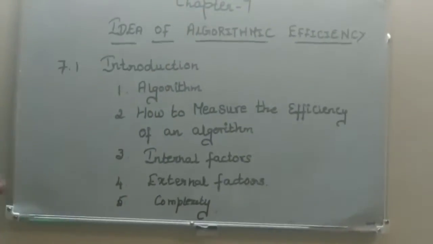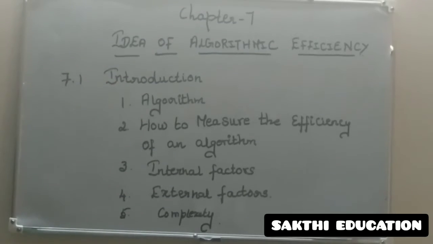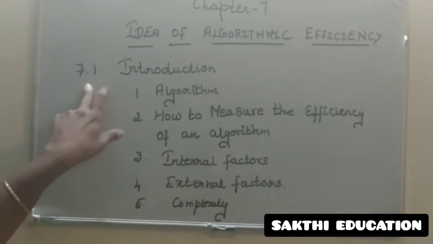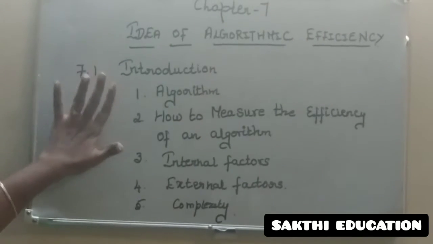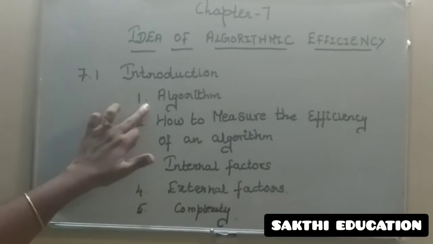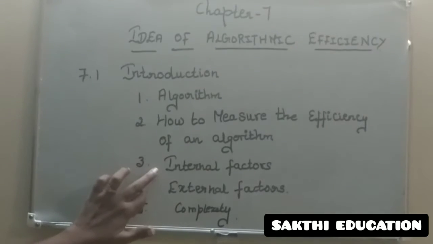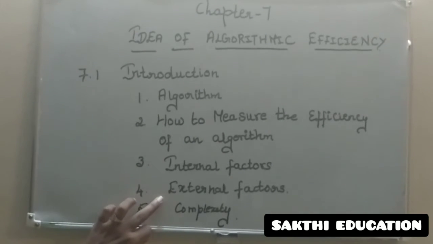Today we are going to discuss chapter 7, Idea of algorithmic efficiency. Inside that I am going to discuss today 7.1 introduction. Inside that we have subtopics: algorithm, how to measure the efficiency of an algorithm, internal factors, external factors, complexity. First we discuss about the algorithm.